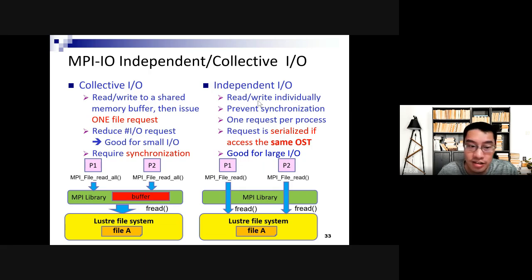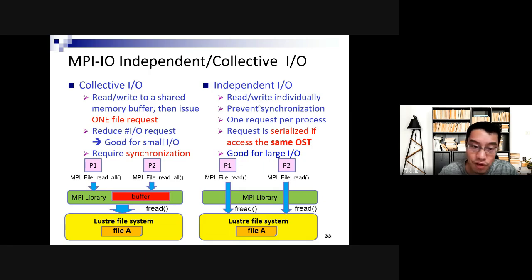So in that case, instead of having each process perform their read-write operation independently, it will be much more efficient if we collect the read-write boundaries and merge them into a huge I/O request and read the whole file into the MPI library buffer. And then we scatter those data to each of the MPI tasks according to the read-write boundary they requested individually. That is what we call collective I/O.